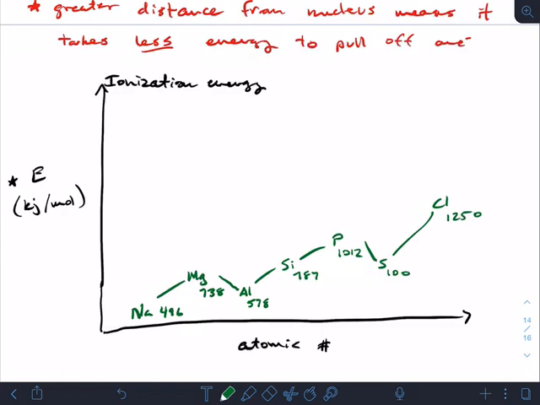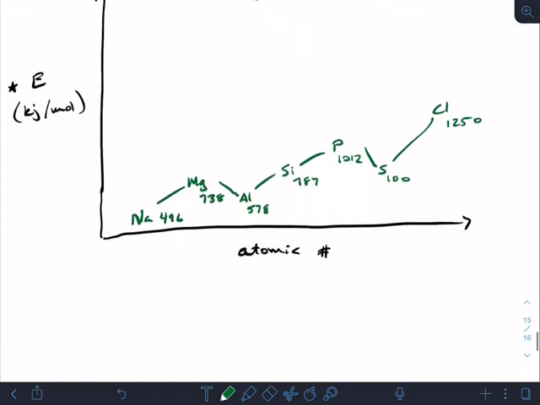Okay, so we have this kind of zigzag pattern to the ionization energy. And what's the deal with that?